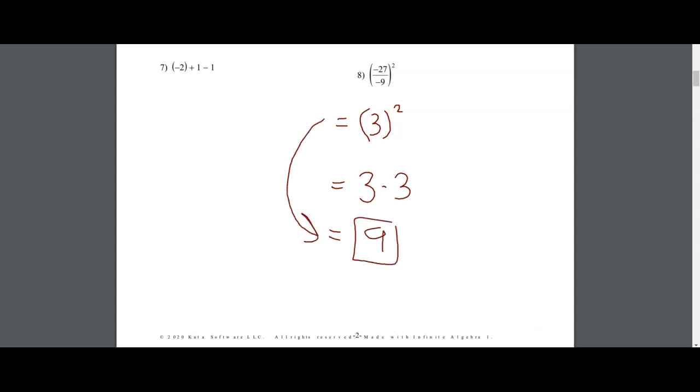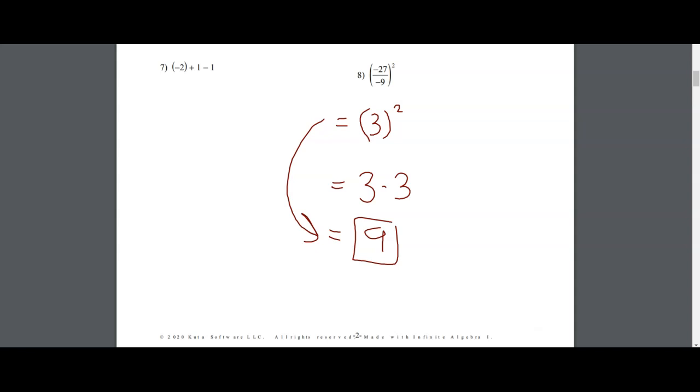So if I simplify what's inside parentheses, -27 divided by -9, negative divided by negative gives me a positive, and that's going to give me 3 inside my parentheses, 27 divided by 9. Square the 3, so that just means I'm going to have 3 times 3, which is equal to 9. Of course, you can just jump straight from this step to this step. I'm just writing out what the exponent means for a refresher.